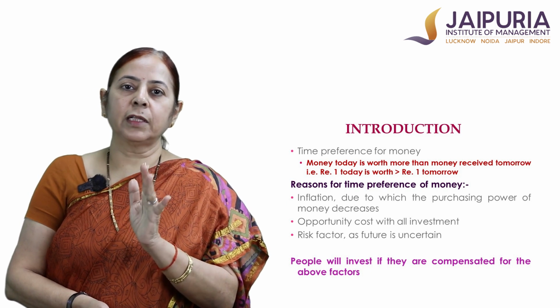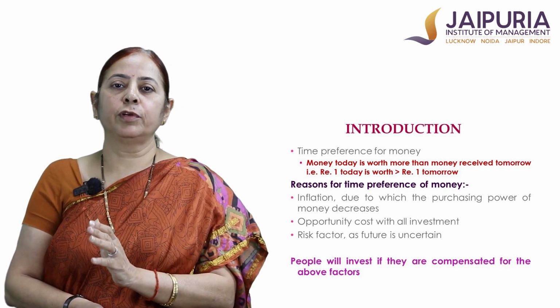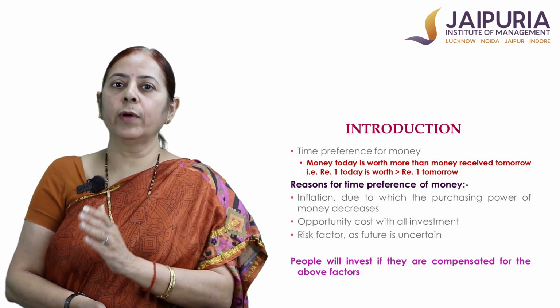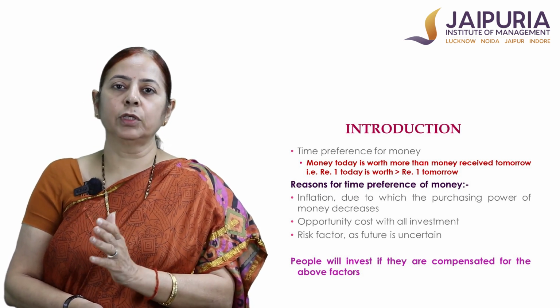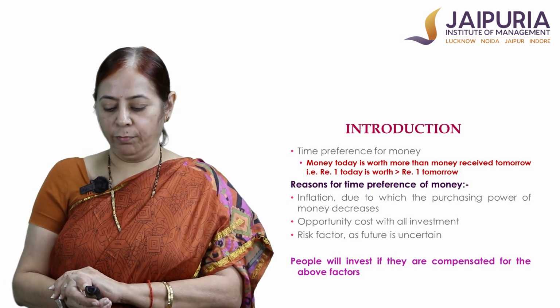So if I am having 10,000 rupees today, and I invest that for a year, given the rate of interest is for example 12%, I am going to get 1200 rupees over and above. So that means the value of money after 1 year will be 11,200. So this is how we calculate the future value of money.